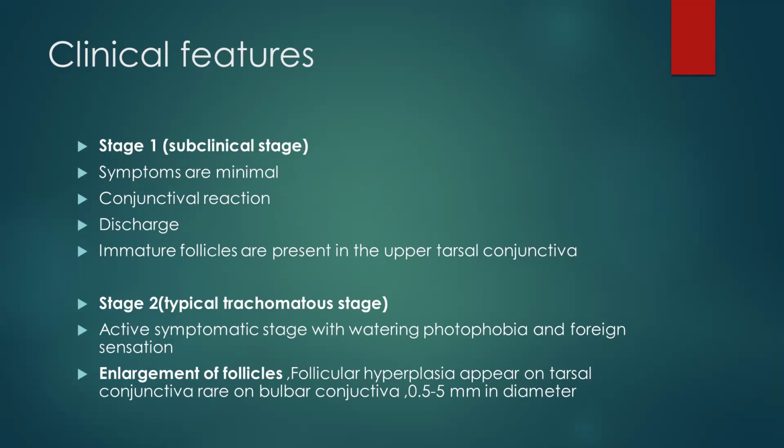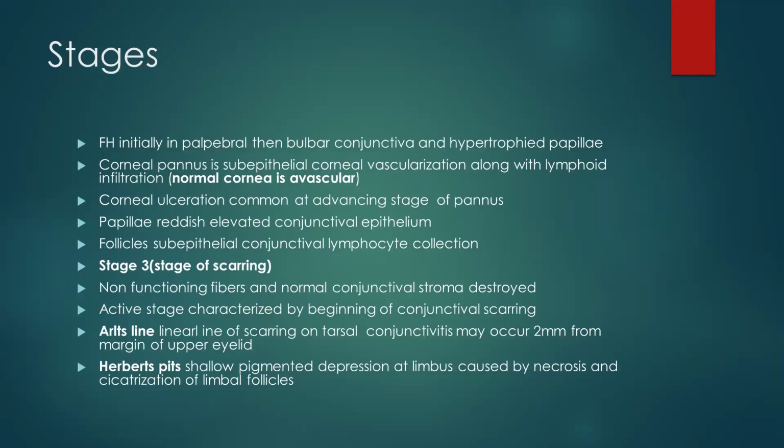The second stage is the typical trachomatous stage. It is the active symptomatic stage with watering, photophobia, and foreign body sensation. There is enlargement of follicles, in which follicular hyperplasia is seen, which appears on tarsal conjunctiva. And in this stage, it is not present on bulbar conjunctiva. The size of these follicles is 0.5 to 5 millimeters in diameter. Follicular hyperplasia is initially reported in palpebral conjunctiva, and then bulbar conjunctiva.